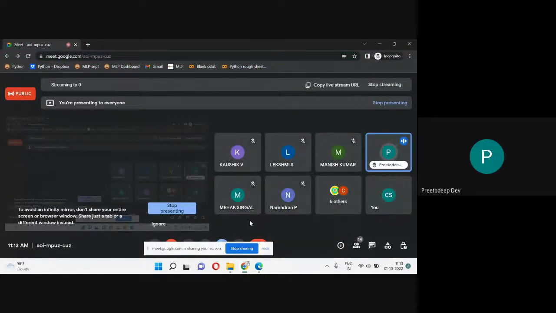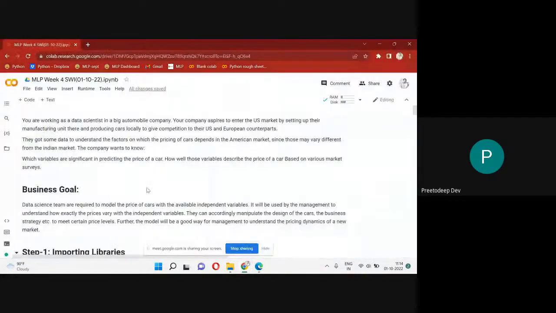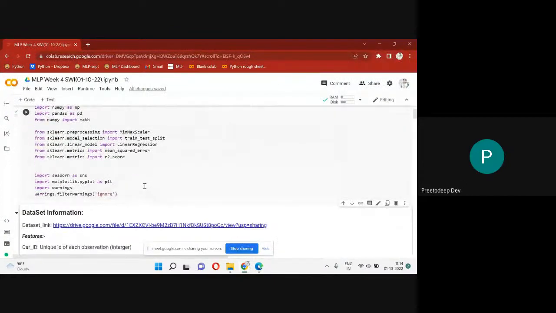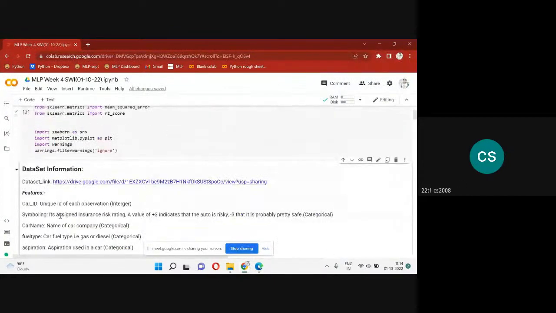Sir, I had a question regarding the dataset. There is a column titled symboling. What does that indicate? So here you can see that it's an insurance risk rating. A value of +3 indicates that the auto is risky, -3 that it is probably pretty safe. Okay, got it. Thank you.